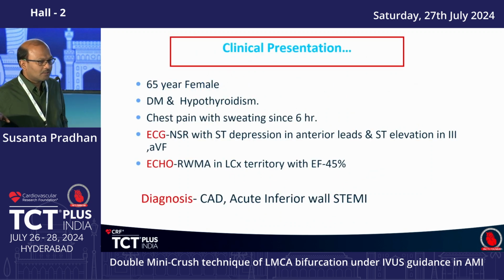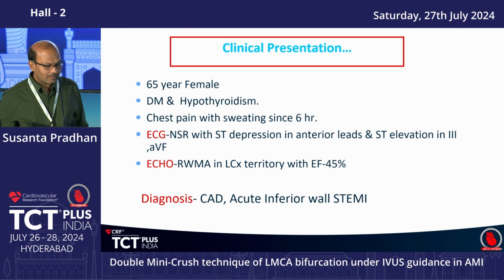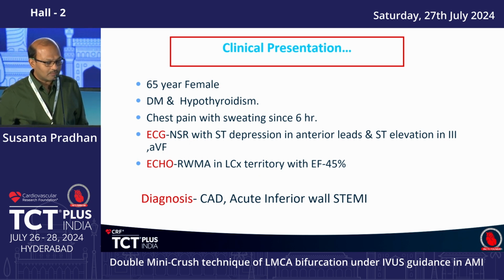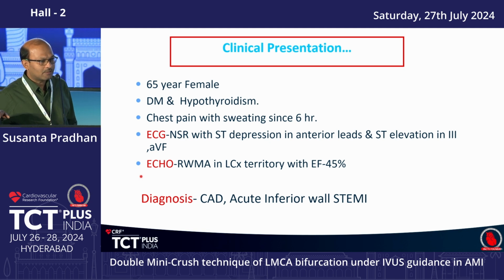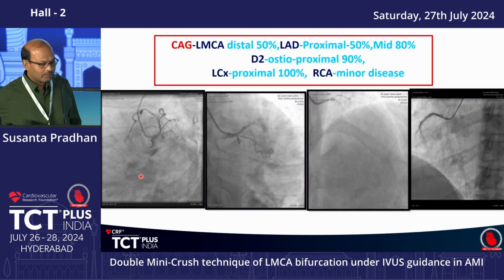Coming to the case, a 60 or 65-year-old female, having history of diabetes and hypothyroidism on regular medications, having chest pain of 6 hour duration. The ECG shows ST elevation in lead 3 and aVF and ST depression in ventral leads. The echo shows hypokinesia of the lateral wall, infralateral wall, EF was 45%, and this is an acute inferior STEMI. Coming to the angiography.